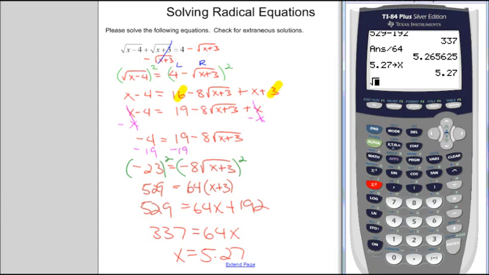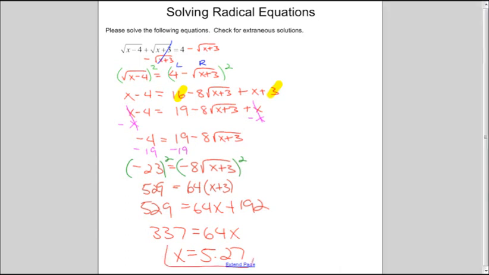Second square root of x minus 4 plus second square root x plus 3. And again, it says it's equal to 4. I'm hoping for just very close to 4 because I rounded my answer, and I think that's pretty close to 4. So I will call this a legitimate answer. It's only one answer. There are no extraneous solutions here. Okay?